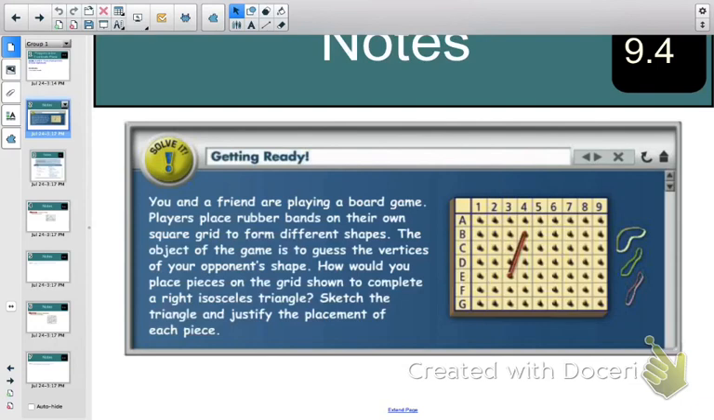Okay, so a right triangle makes a right angle. An isosceles triangle, well, that means it has two sides that are congruent. They're equal in length. So if we need to make a right isosceles triangle, well, to make a right triangle, we could do something like this. But the problem with that is it's not isosceles, so we can't do that. So we need to make something that's the same length as this, and also perpendicular to that.